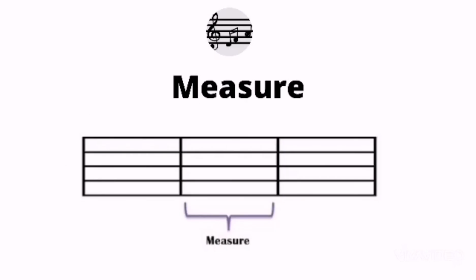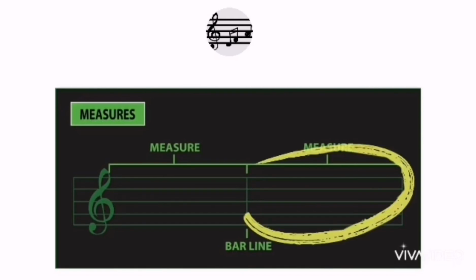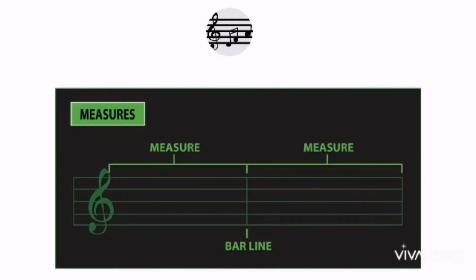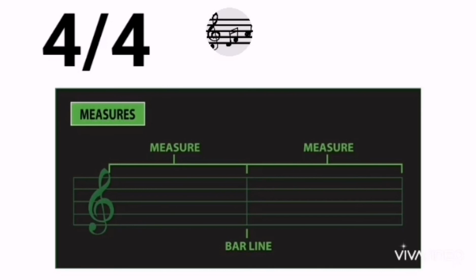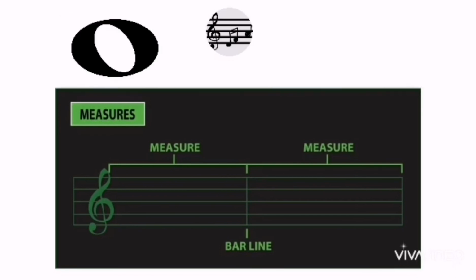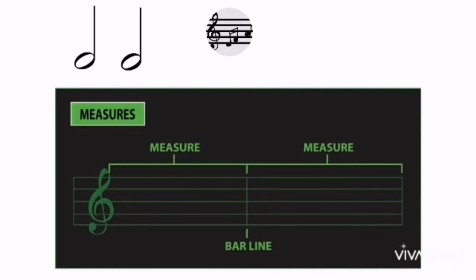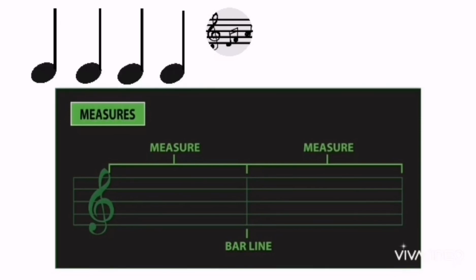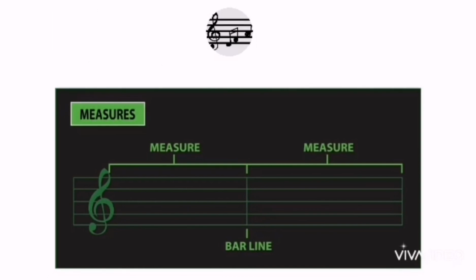The measure is an important part of the staff. It is used to separate the groups of notes the time signature tells you are going to use. This is a measure, and for example, if the time signature is 4/4, you are just going to put 4 times of musical figures, for example, a whole note or 2 half notes or 4 quarters, between many other examples. After that, you put the bar line to separate a measure from another, and you continue writing.